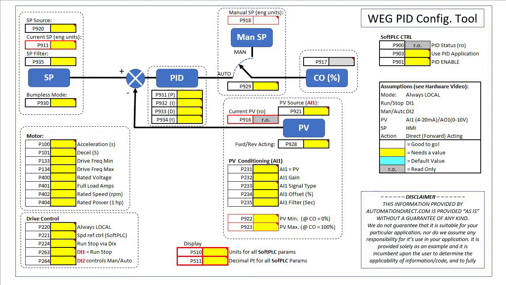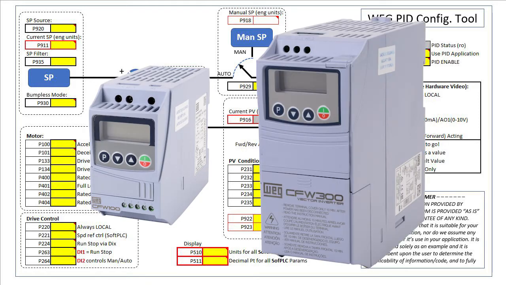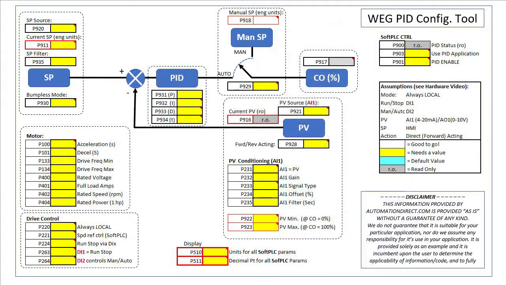In this video, we'll use this Excel spreadsheet configuration utility to do a quick walkthrough of how to set up PID in a WEG CFW-100 or 300 drive with very little explanation of why we chose the particular values we used. If you're already familiar with PID, it'll be all you need to get up and running.